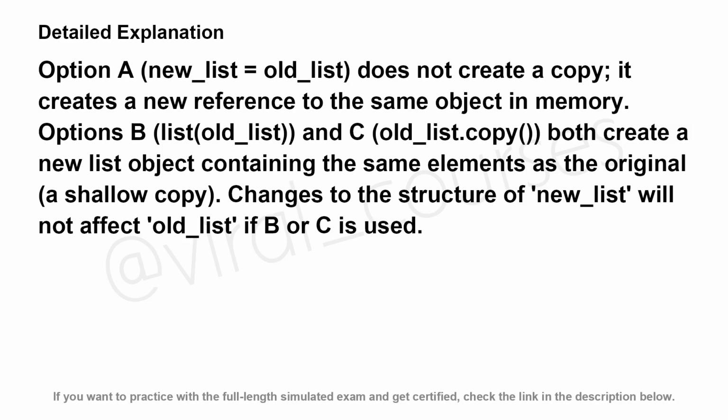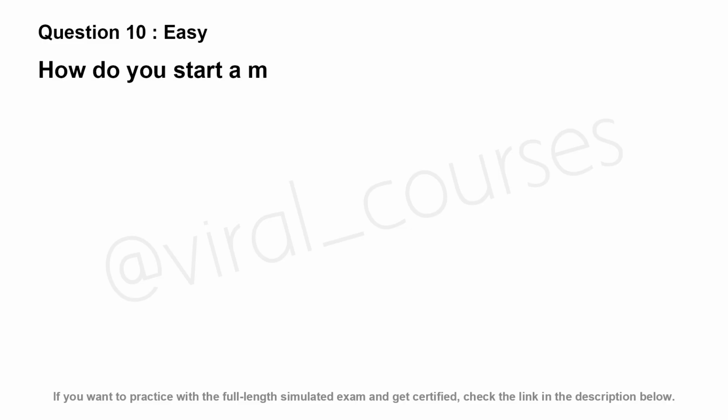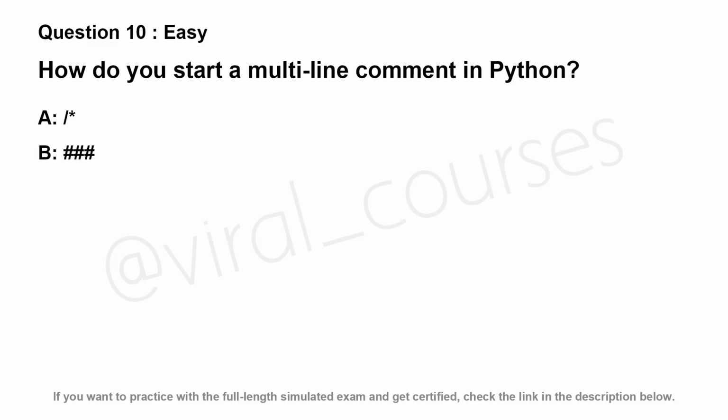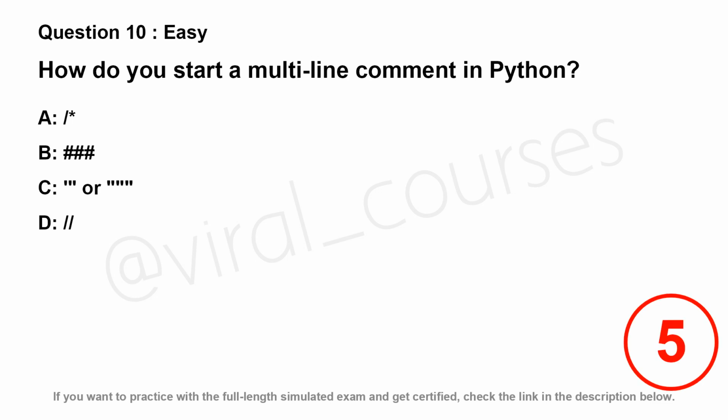How do you start a multi-line comment in Python? Option A, asterisk. Option B, hash hash hash. Option C, triple quotes. Option D.